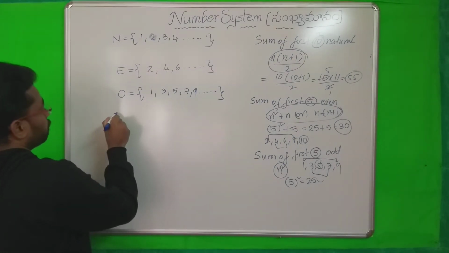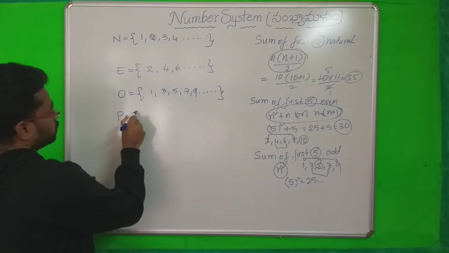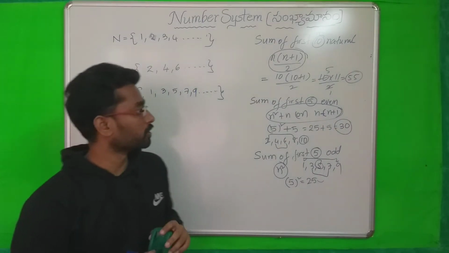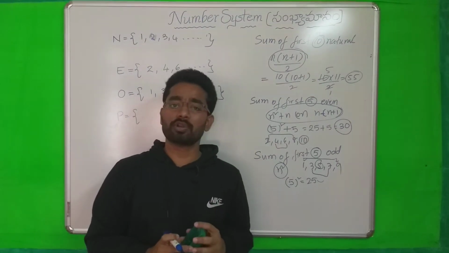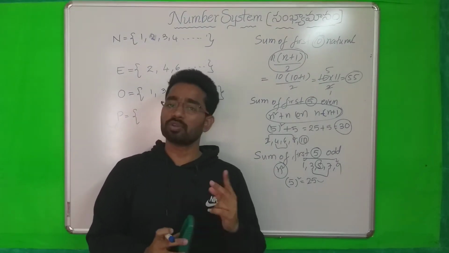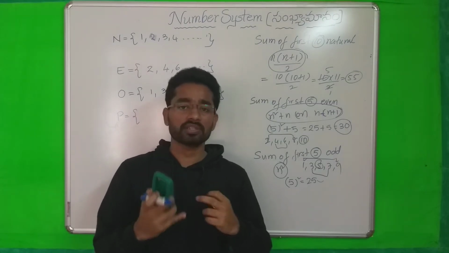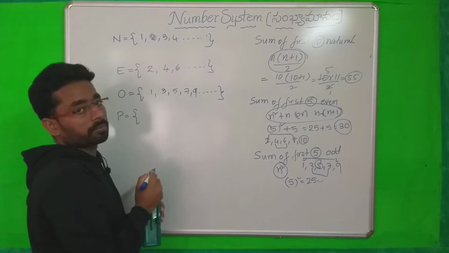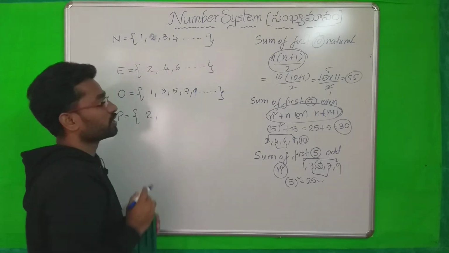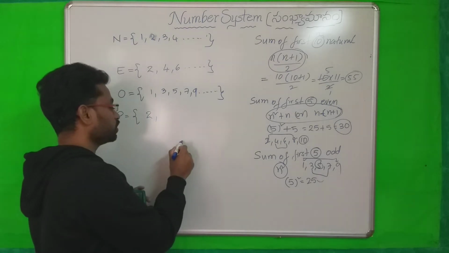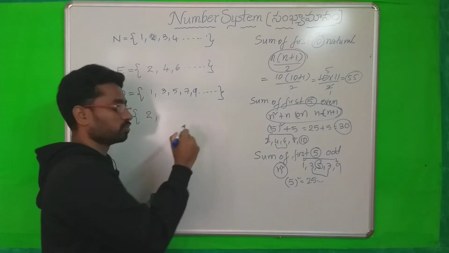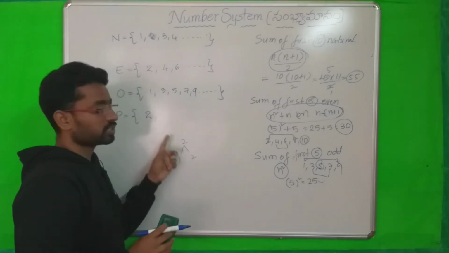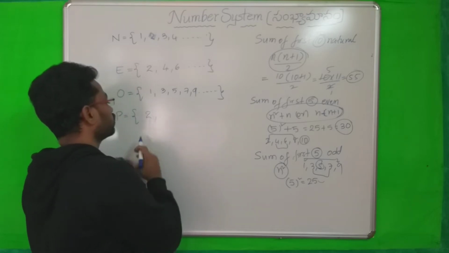Next, the prime numbers. These are very, very important. Prime numbers, pradhana sankhyalu. So what are the prime numbers? The numbers which are divisible by only two numbers, 1 and itself, meaning the number having only two factors. For example, 1 is not a prime number. 2 is called a prime number because 2 is divisible by 1 and 2, so it is divisible by 1 and itself also.